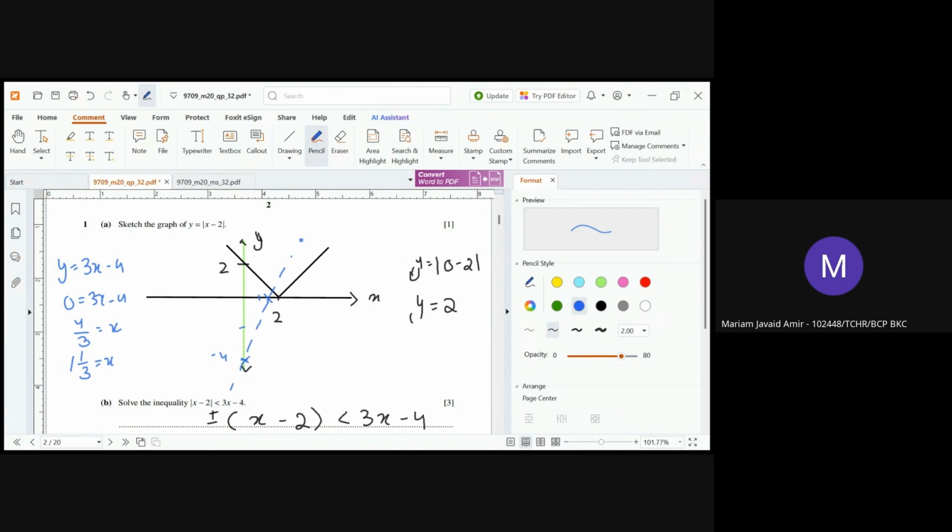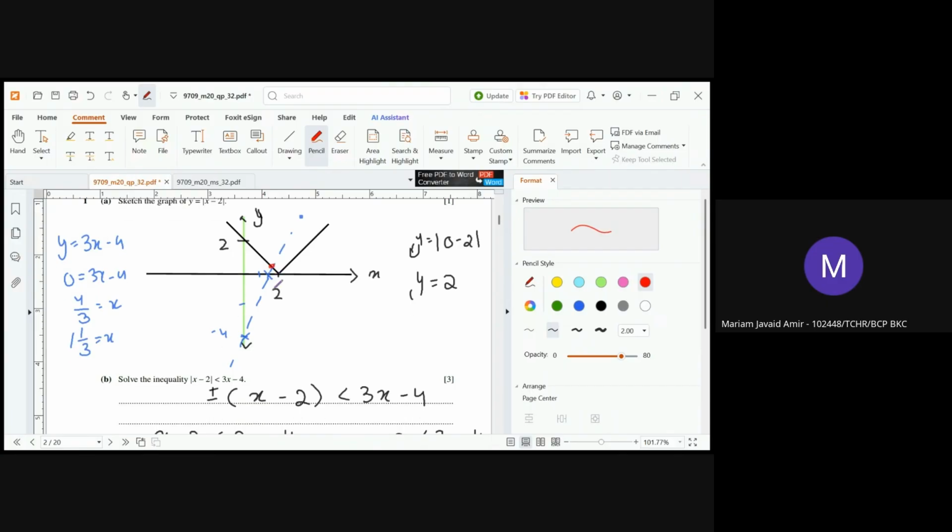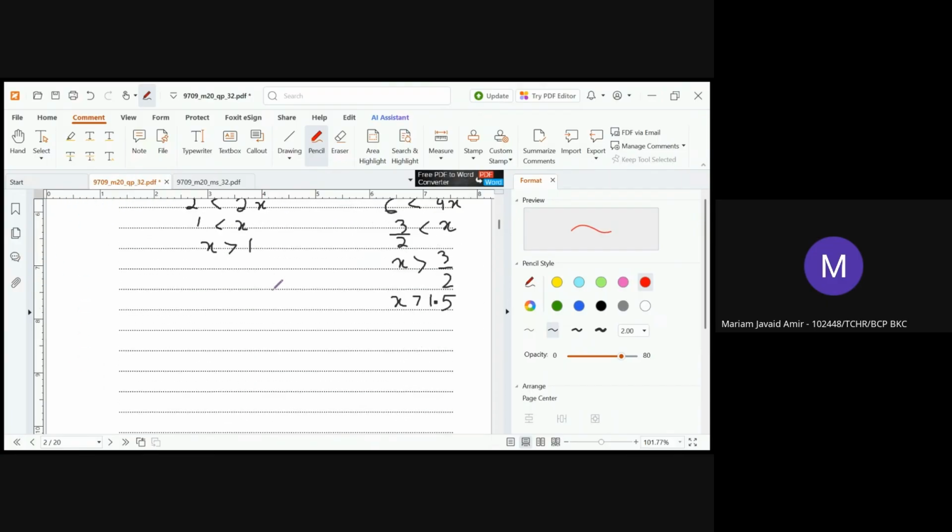So we see that we have an intersection somewhere between 1.5 and 2, which means this one has to be the correct answer. x is greater than 1.5. The other one has to be rejected. So you must write only this solution.